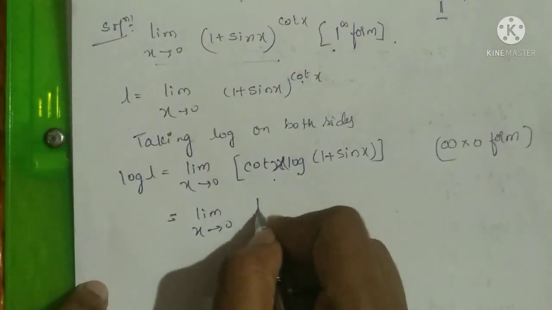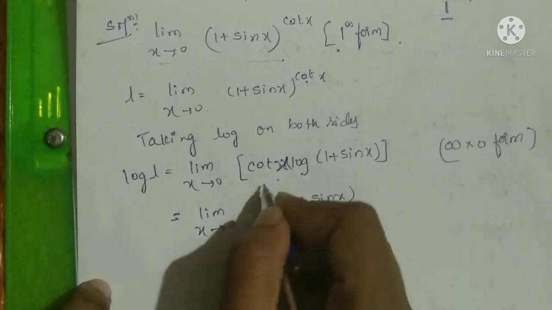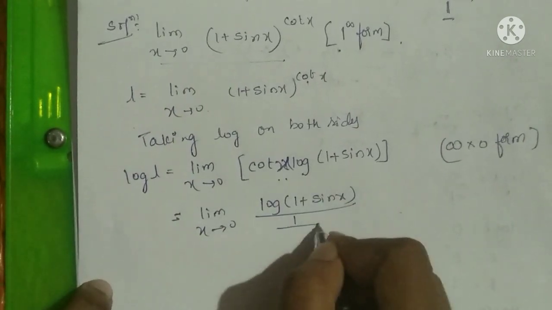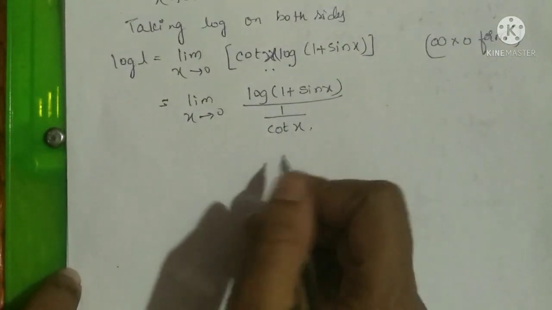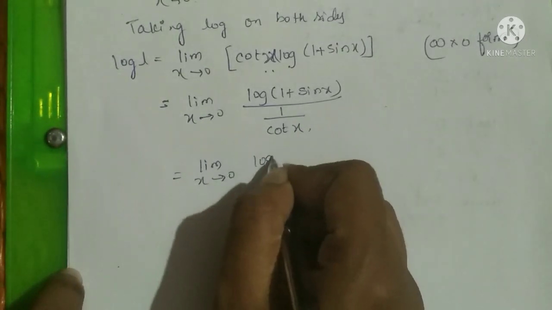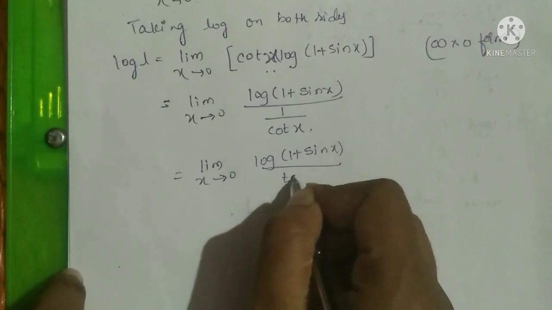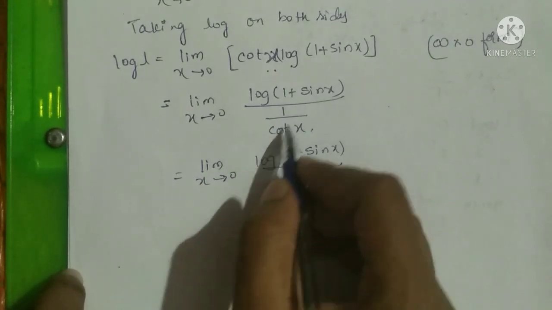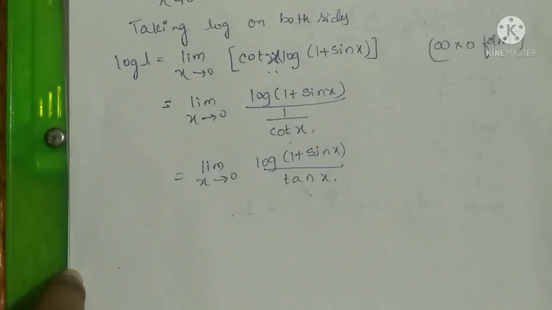For our convenience, we will write log of 1 plus sin x as it is in the numerator, and this cot x can be written as 1 divided by cot x. So 1 divided by cot x can be written as tan x. So log of 1 plus sin x divided by tan x. See here, log of 1 plus sin x as it is, and 1 divided by cot x can be written as tan x.